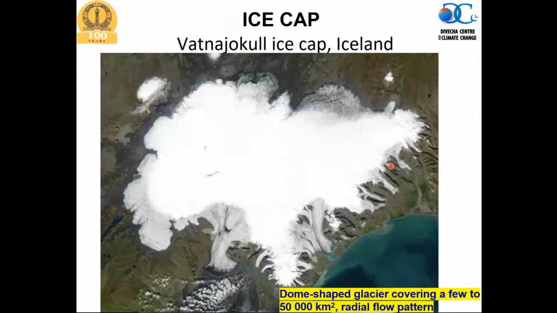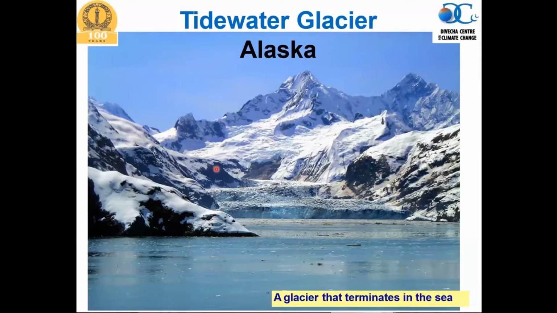Vatnajokull ice cap, which is in Iceland, you can see is a relatively small ice cap. But it is a dome-shaped glacier covering a 50,000 square kilometer area, and it is flowing radially. What it means is you can see that the ice flows in this direction, this direction, this direction. So it is flowing in all directions. So it is important for us to understand. There are some ice sheets on there.